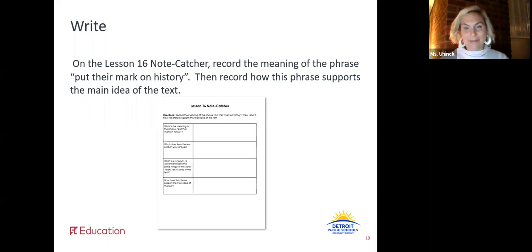All right, great. I want us to think about that last piece of the writing activity, where you're thinking about how this phrase supports the main idea of the text. Well, yesterday we talked about how the main idea was really around these Black women who made a huge impact in the civil rights movement, even though they weren't recognized as well as men were. So this phrase, put their mark on history, connects back to the idea that not only were the men making their mark on history in the civil rights movement, but the women made just as much a mark on history. Whew, good work today, guys.